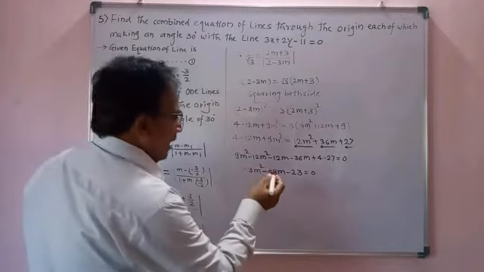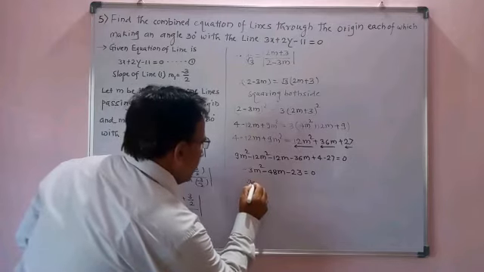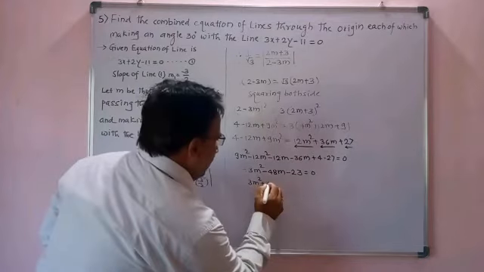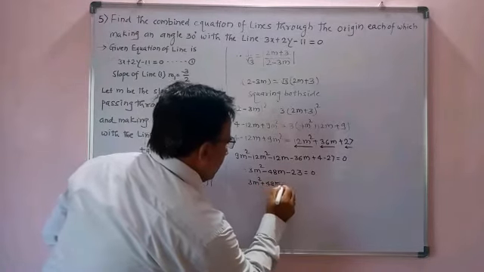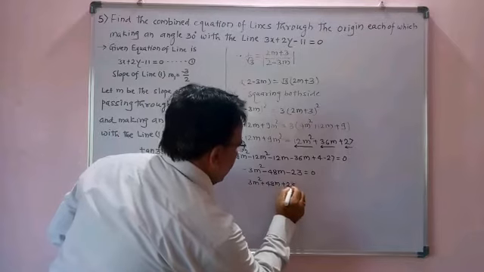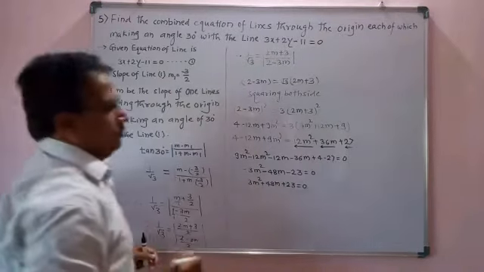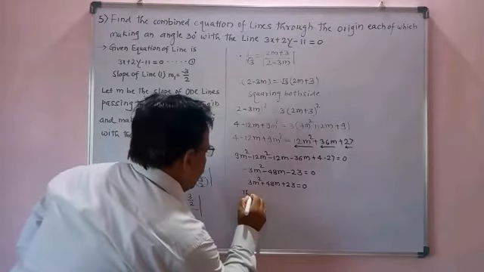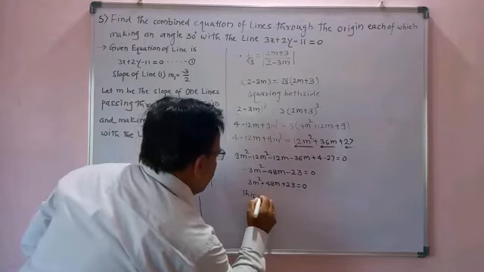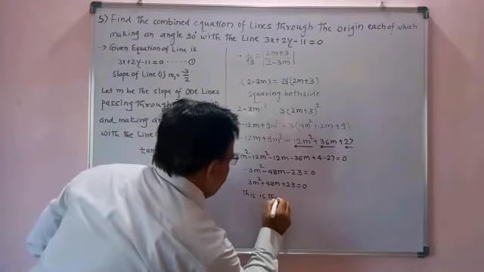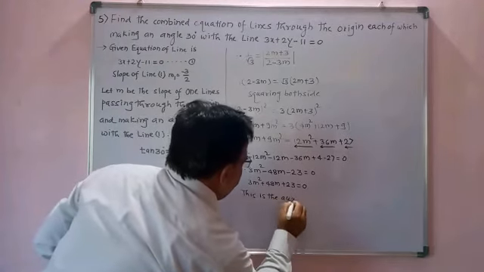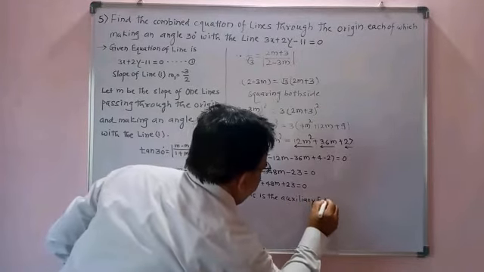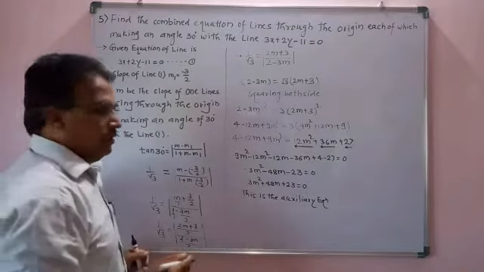We multiply by minus 1: 3m square plus 48m plus 23 equal to 0. This is the auxiliary equation.